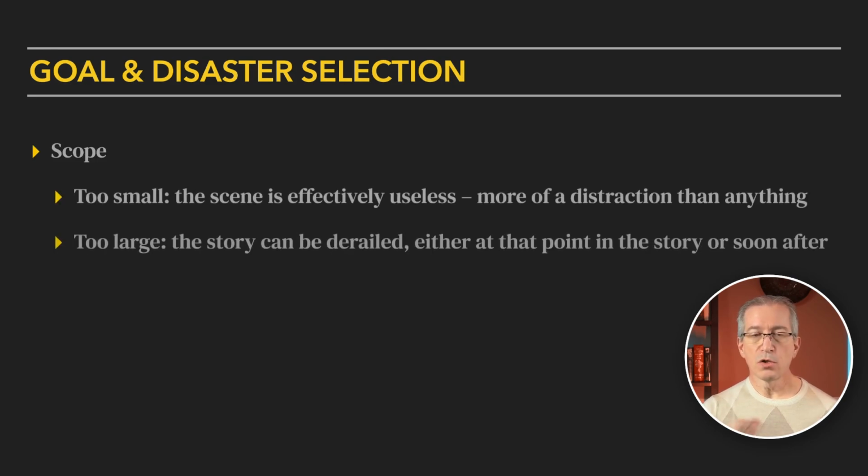When we're selecting our goal and our disaster at the end, if our scope is too small, the scene is effectively useless. It's not doing enough. It's not pulling its weight. It's more of a distraction than anything. And if it's too big, the story can be derailed, either at that point or soon after. So you just want to be wary and careful of how big you're making it and where it fits in the story. Maybe that should come later or something.